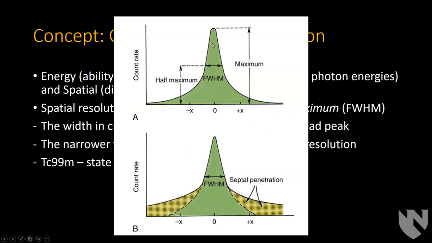So just to show you here, if you graph out in terms of space the number of counts you get from a point source, right where the point source is, you should have the highest number of counts, but then you'll have some counts a little bit to the left or right of that. What you measure is the maximum, and then you measure half of the maximum, and you measure the width of that area, and that's called the full width at half maximum. So the smaller that size is, the better the resolution of your system is. If you have more problems with septal penetration, for example, that will get wider.